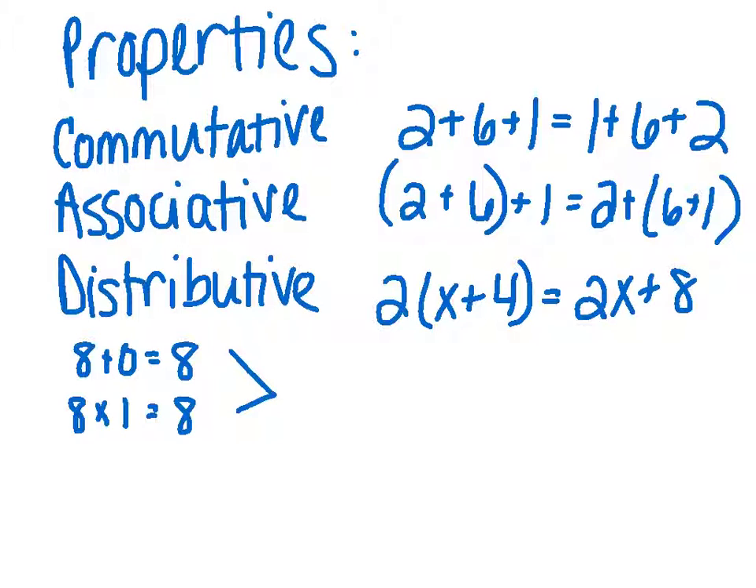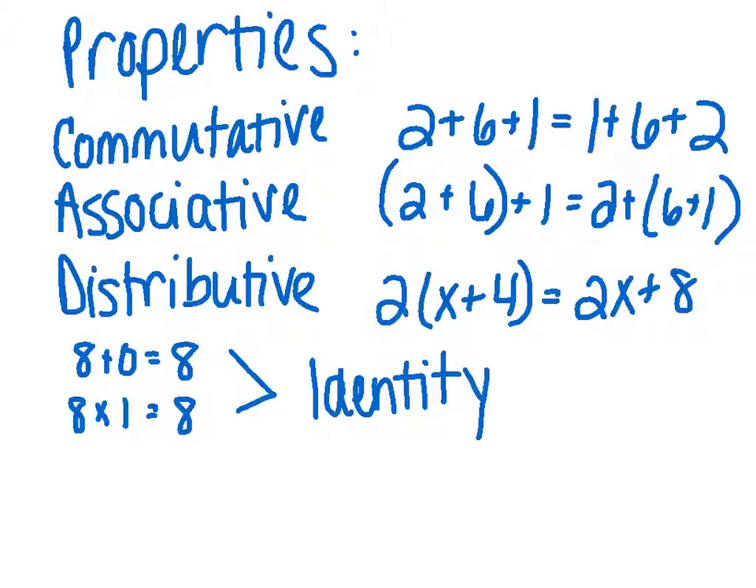These are the identity properties. These numbers keep their identity. If 0 is added, it keeps its identity. If you're multiplying by 1, the number keeps its identity. Additive is when you're adding. Multiplicative identity is when you're multiplying. As simple as that.